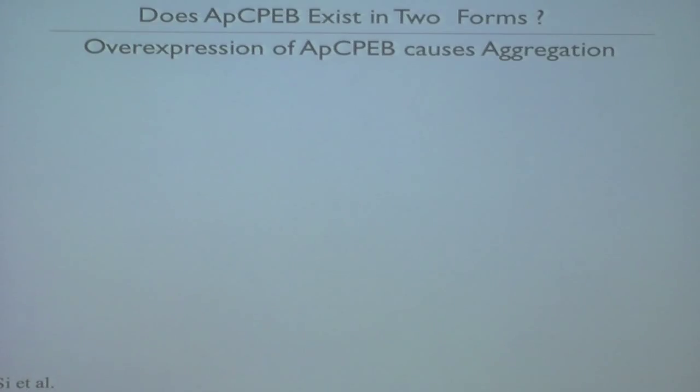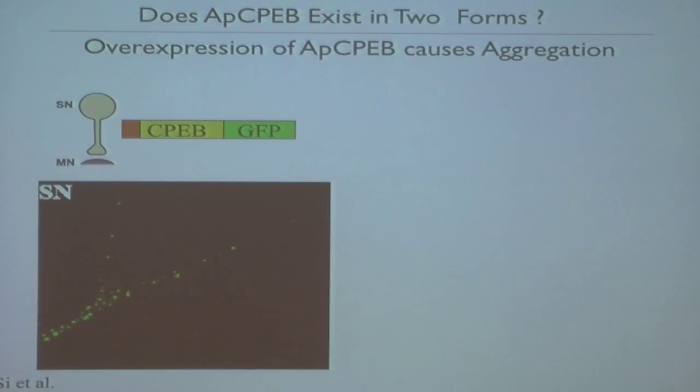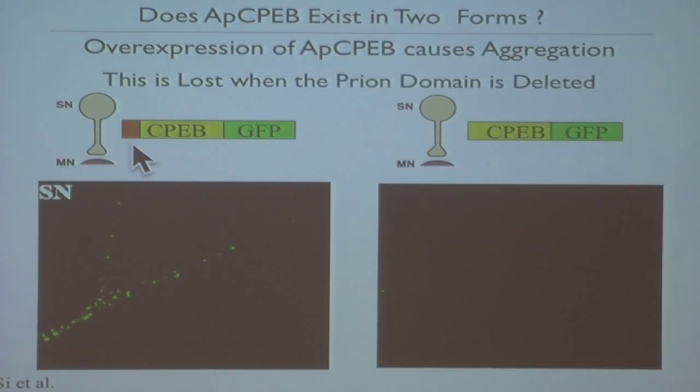So the first question we asked is, what happens if you overexpress this? If you overexpress CPEB in Aplysia, fused to GFP, you see this very nice aggregate formation. Now in yeast, if you chop off the prion domain, you lose aggregate formation. So he chopped off the prion domain, and sure enough, he lost aggregate formation.